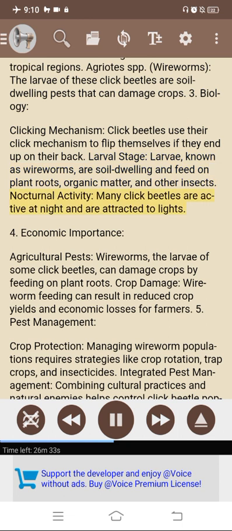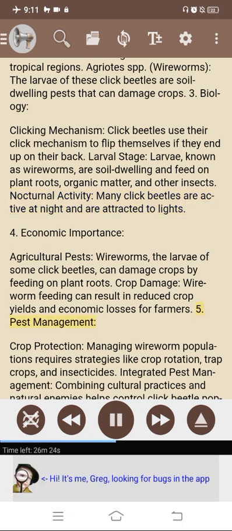4. Economic importance. Agricultural pests. Many click beetles are agricultural pests. Wireworms, the larvae of some click beetles, can damage crops by feeding on plant roots. Crop damage. Wireworm feeding can result in reduced crop yields and economic losses for farmers.